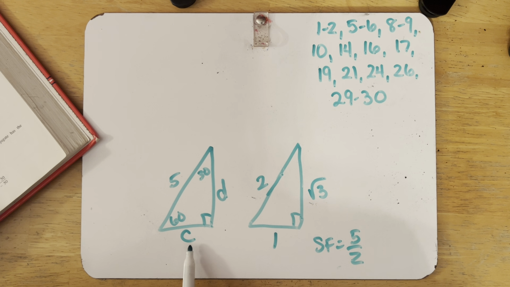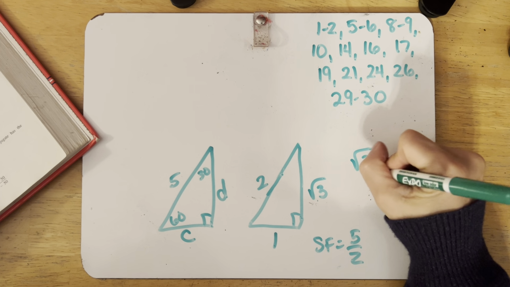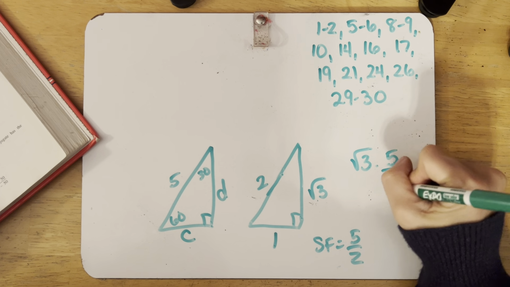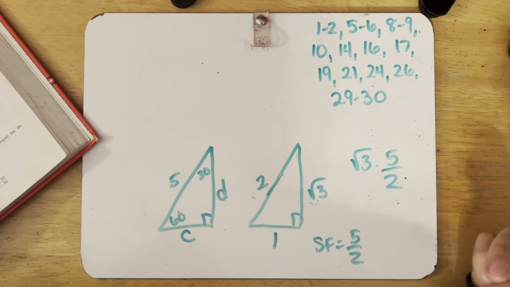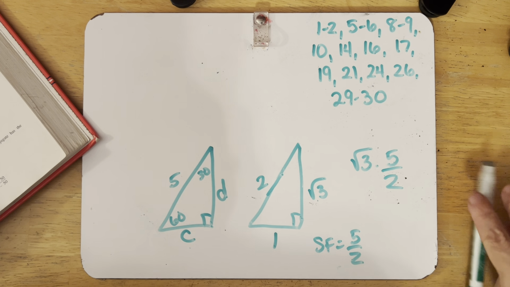Well, that's super easy for C because I just take 1 times 5/2. For D, I need to take the square root of 3 times 5/2. Okay, so 5 times the square root of 3 over 2.